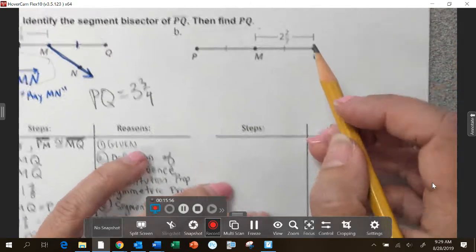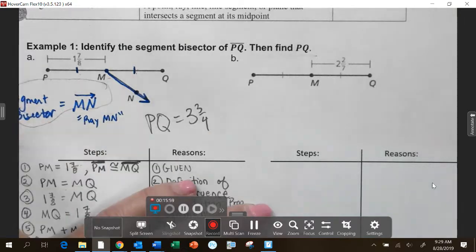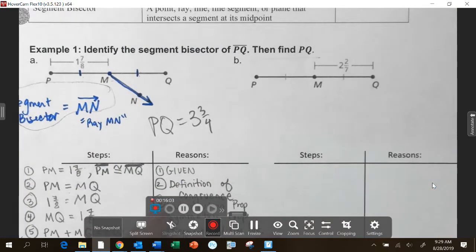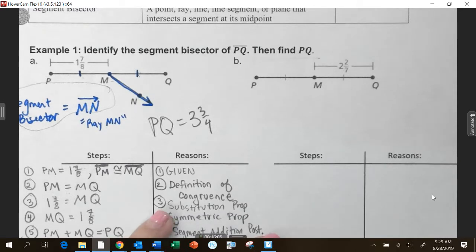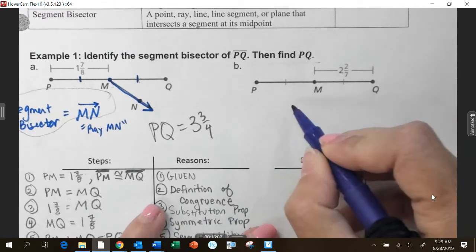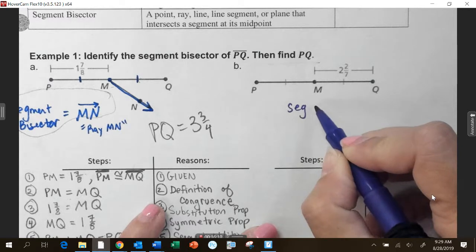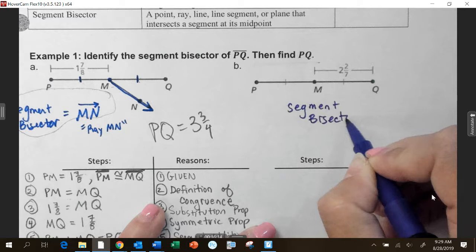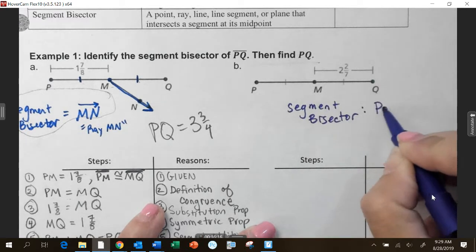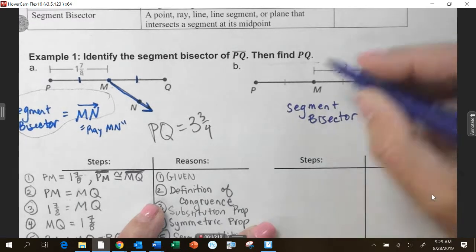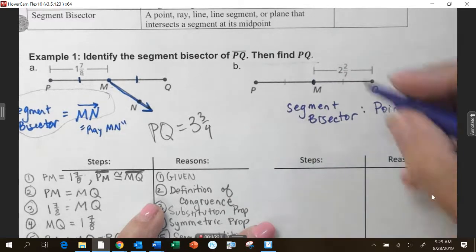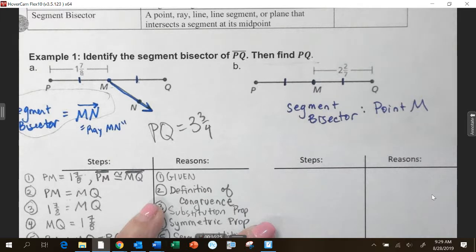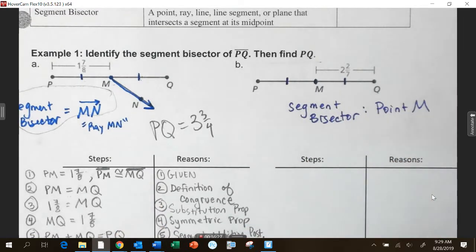So for this one, the first thing, I don't know if you even did the first thing at the top, because a lot of you went straight to the steps and reasons. But the first thing at the top was, what is the segment bisector? What is M? So point M is the segment bisector, and we know that because you can see these congruent marks on the drawing. You can see that M is right in the middle of those congruent marks.